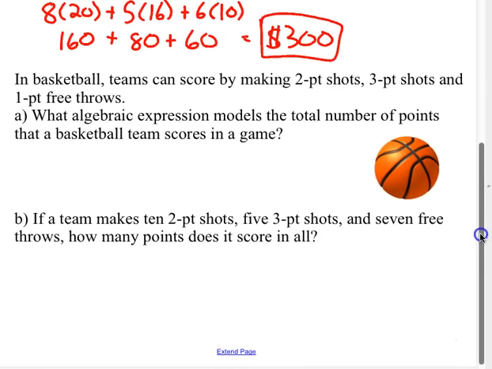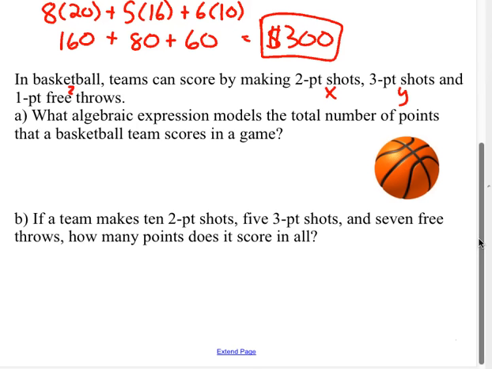All right. How about a basketball example? So in basketball, teams can score by making 2-point shots, 3-point shots, or 1-point free throw shots. What algebraic expression models the total number of points that a basketball team scores in a game? So here it's important that you label what you're talking about. So here I'm going to let X be the number of 2-point shots they make, Y be the number of 3-point shots they make, and Z represent the number of free throw shots that they make.